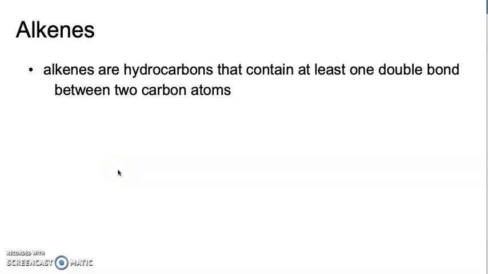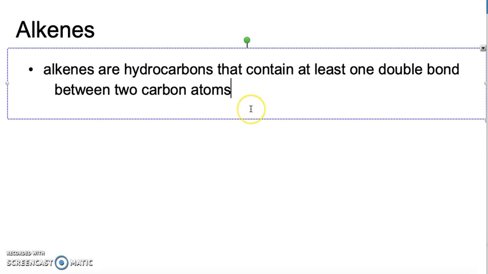Okay, time for functional group number 2. Functional group number 2 is alkenes. Alkenes are similar to alkanes in that they are still a hydrocarbon, so they still have C and H. The difference now is that they have at least one double bond between the carbon atoms.